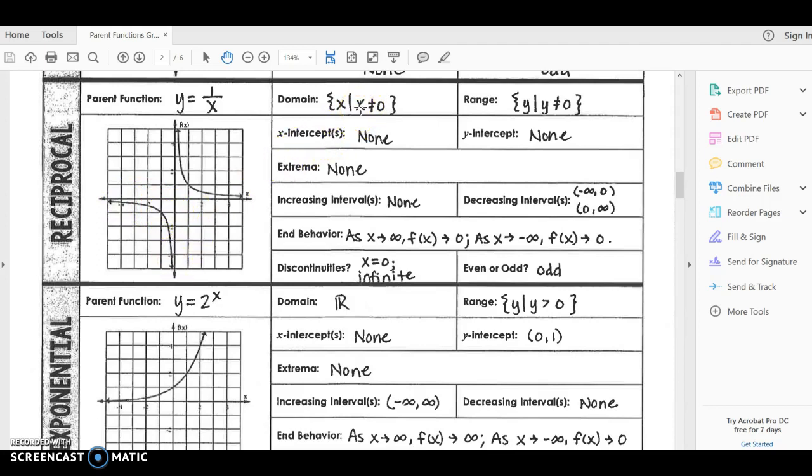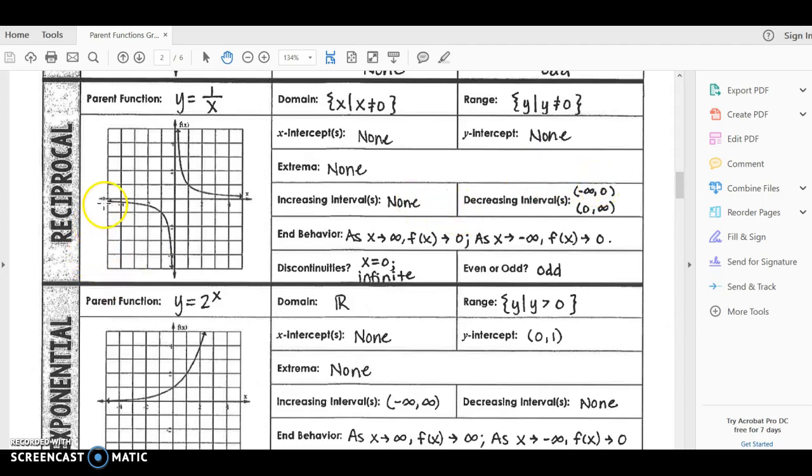So your domain is all real numbers except 0. That's why it says x not equal to 0. And your range is all real numbers except 0 as well. There is no x or y intercept. It doesn't cross. It approaches the x-intercept and the y-intercept, but it doesn't cross it, so there's no intercepts.